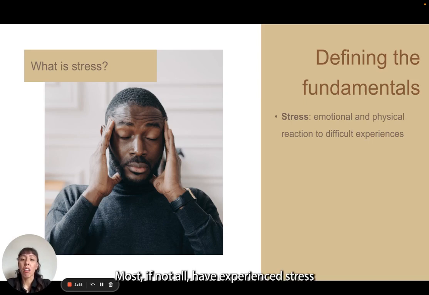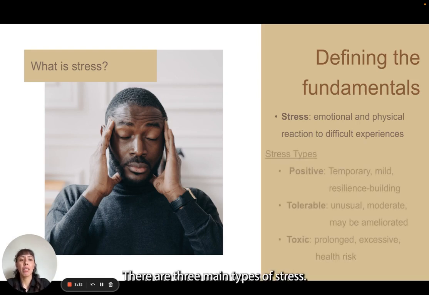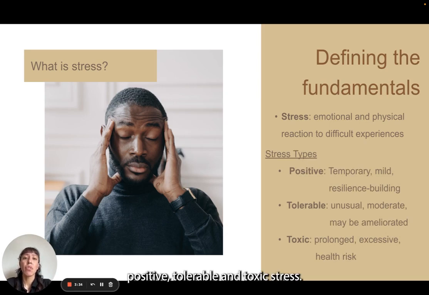Most, if not all, have experienced stress at any one point in our lives and will continue to experience stress throughout our lifetimes. Although, generally speaking, stress is understood as a negative thing, it is not inherently good or bad. Rather, it's the intensity and frequency of the perceived stress, along with the effectiveness of the coping strategies that we have in our toolbox, that will inform the type of stress that we're experiencing. There are three main types of stress. These include positive, tolerable, and toxic stress.